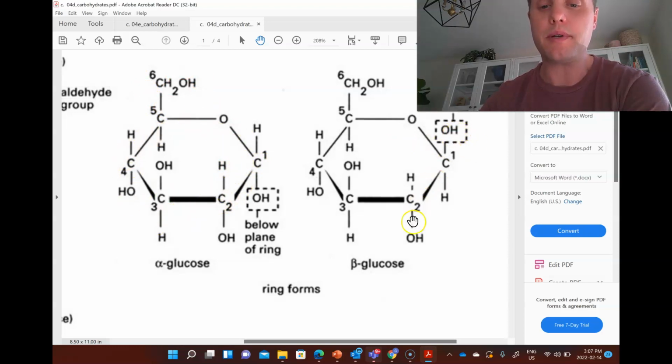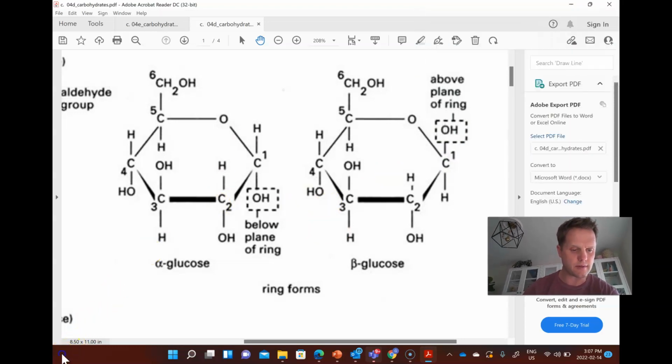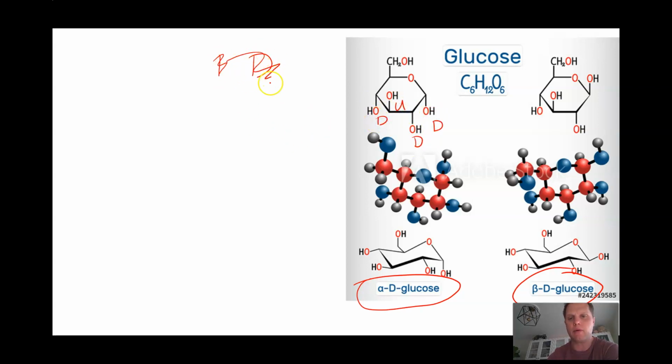If we go up, down, down, up, down, then that is going to be beta glucose. And they're different isomers. They're going to have different structures and different functions. So one of the things you're going to have to do is know the difference between alpha glucose and beta glucose and know how to draw them. The way that we remember alpha glucose is down, down, up, down, or dud. Okay, so down, down, up, down, dud. And that will help us draw it.